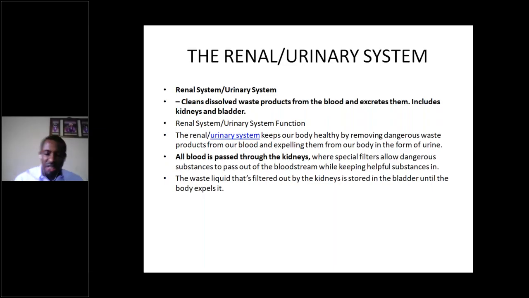That's when you say, I'm going to urinate. To urinate simply means you are going to expel the waste liquid that is stored in your bladder. So that's what it means to go to urinate.